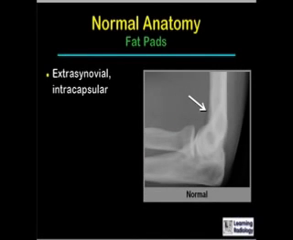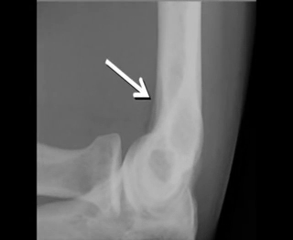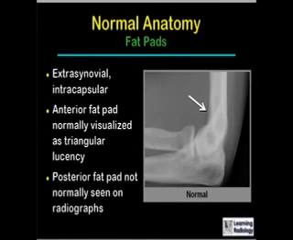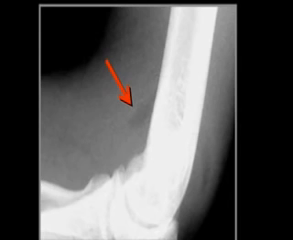The two fat pads around the elbow are both extrasynovial but intracapsular. The anterior fat pad may be normally visualized as a triangular radiolucency, as is shown by the white arrow. A posterior fat pad should normally not be seen on radiographs. In the presence of a joint effusion, the anterior fat pad will become elevated, as it is here, and it may become convex outward. It is similar in appearance to the spinnaker sail on a sailboat.